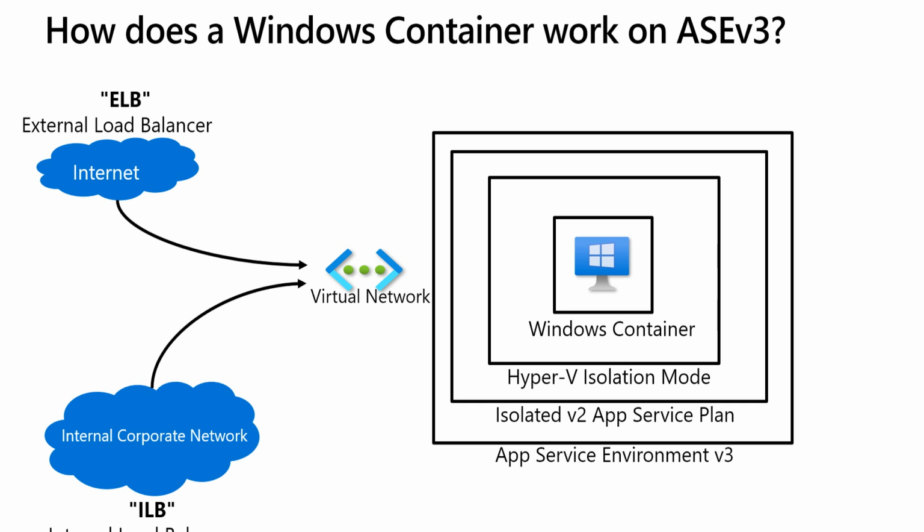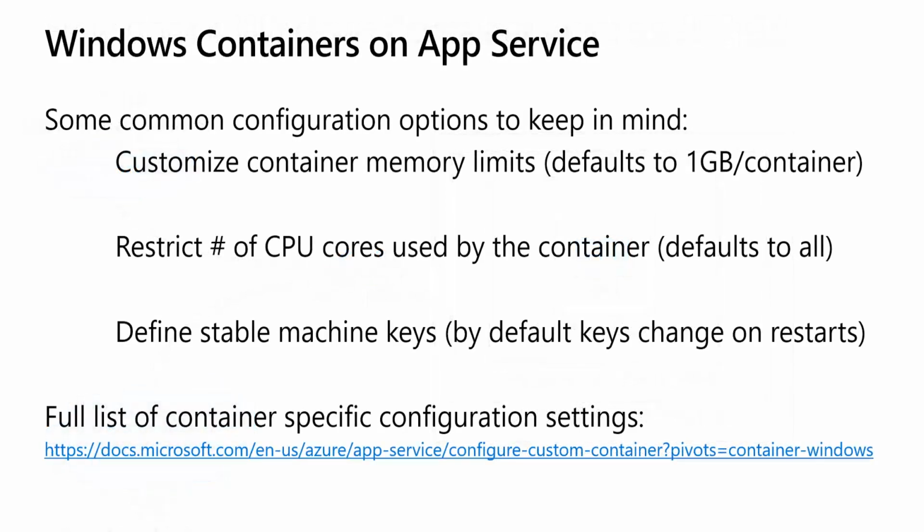In fact, you'll see in a little bit when we run through the Windows container demo, we used an ELB variation of the ACE v3 simply for the ease of use because it makes it simpler to get to the apps that are running on the ACE. So a couple of points I did want to call out when you're running Windows containers on App Service. There are a couple of configuration options that you want to keep in mind.